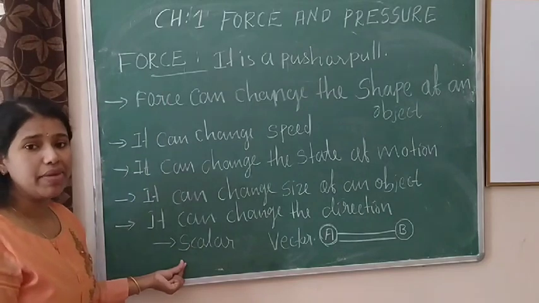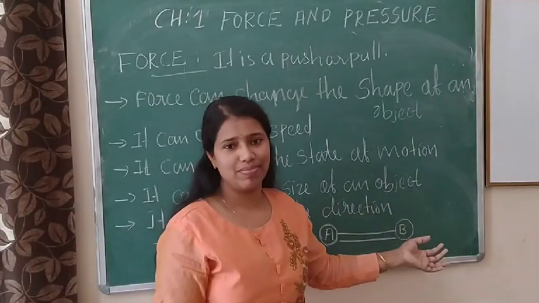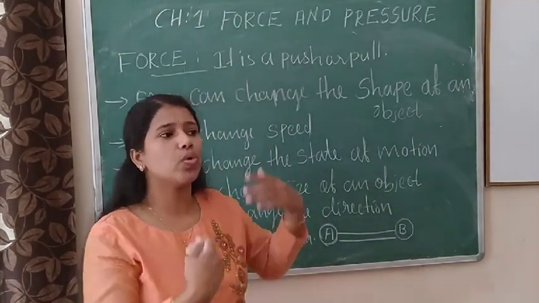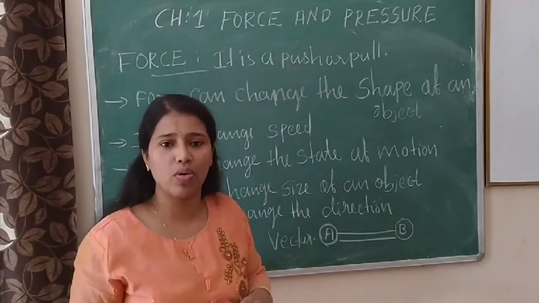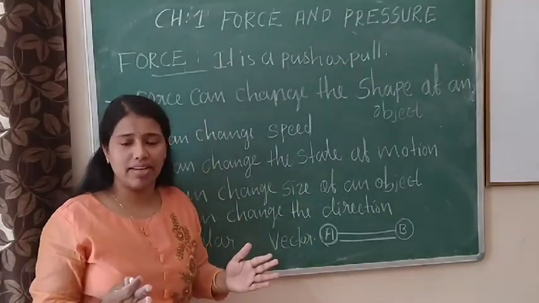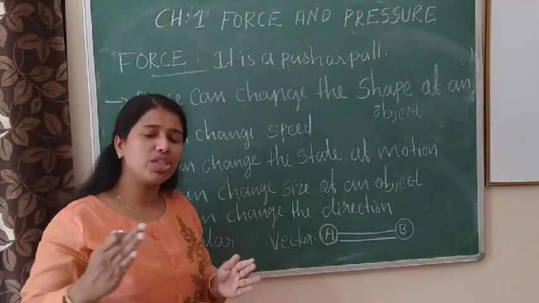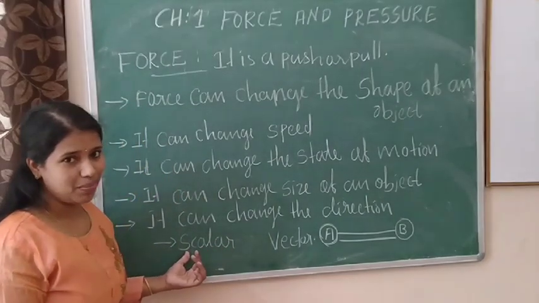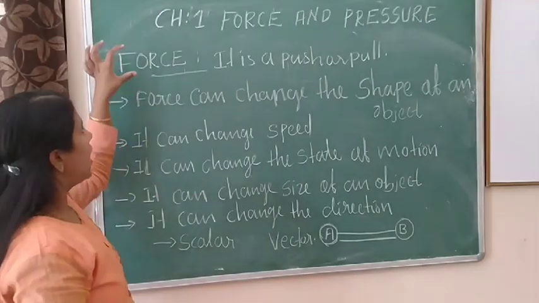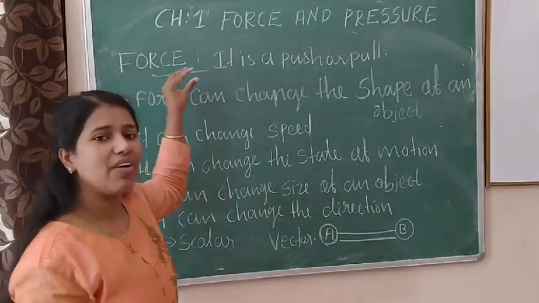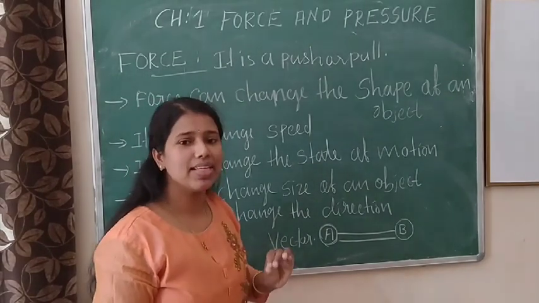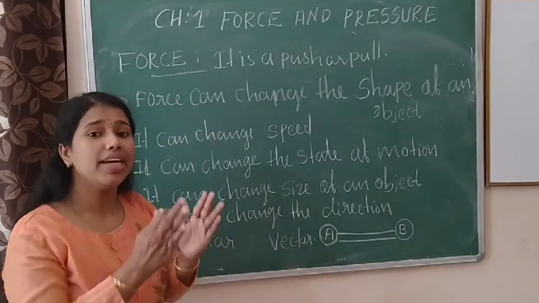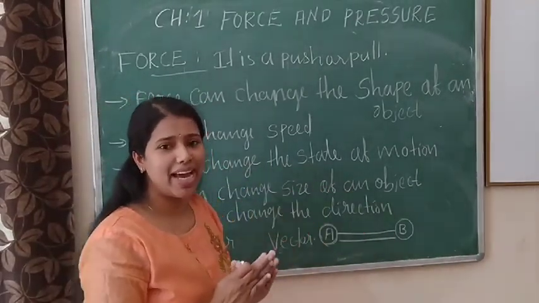Scalar quantity means we only tell the length, only the magnitude. We are not mentioning the direction. For example, I am going to a place near the park, and I am not mentioning the direction, only the distance. In that case, we can say it is a scalar quantity. Force is a vector quantity, which means we mention magnitude and direction, the distance, the length and the direction.